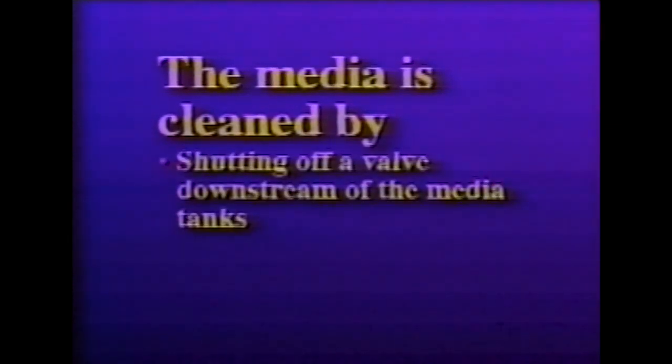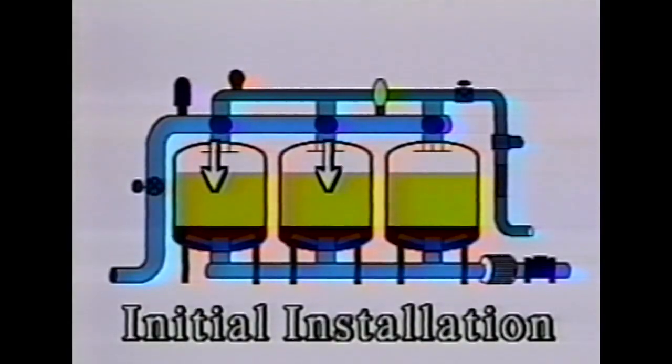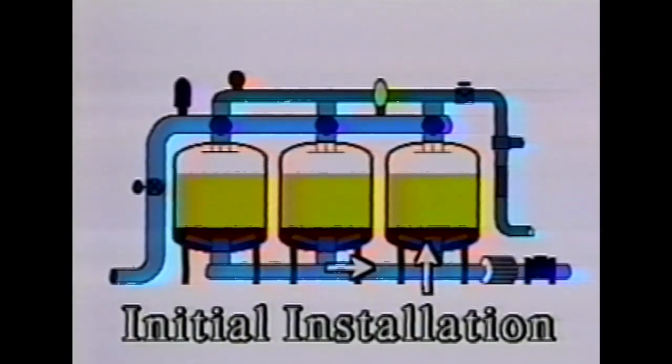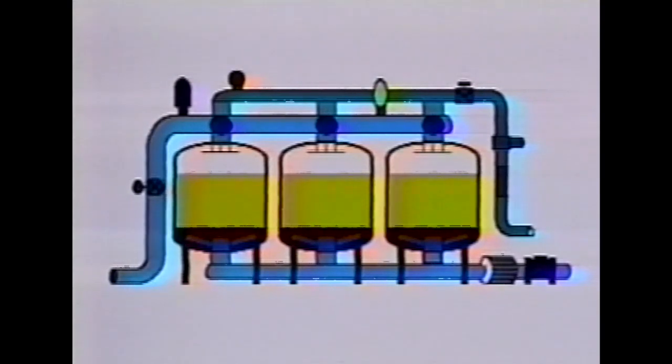The media is cleaned by shutting off a valve downstream of the media tanks and then opening the backflush valve to only one media tank at a time. In other words, the total flow into the media tanks will only equal the backflush water for one tank. The rinse valve is necessary if the pump is quite large, and if the pump will be damaged if the flow is reduced so much that only the backflush flow rate is discharged.